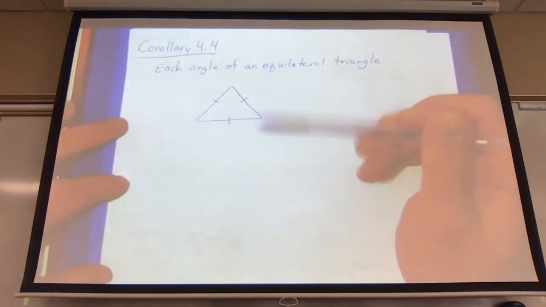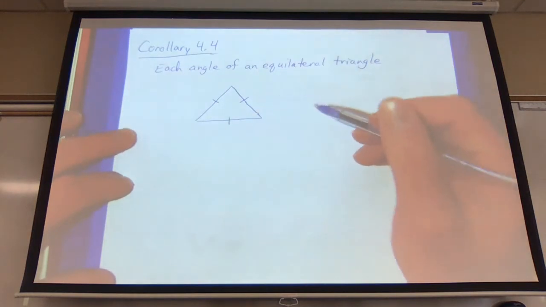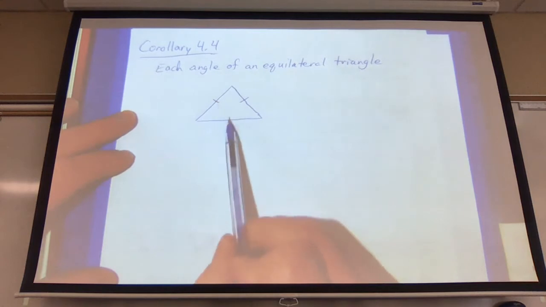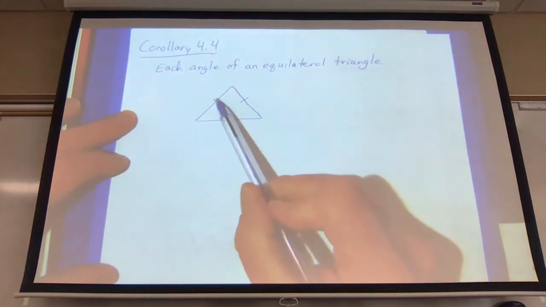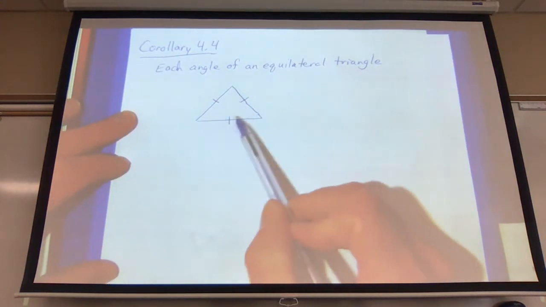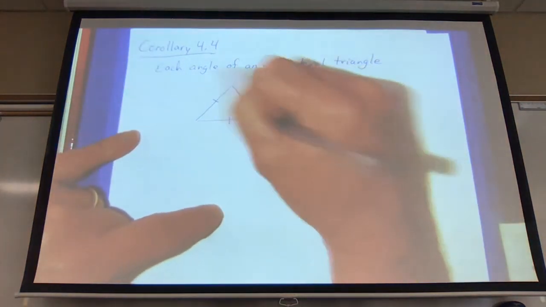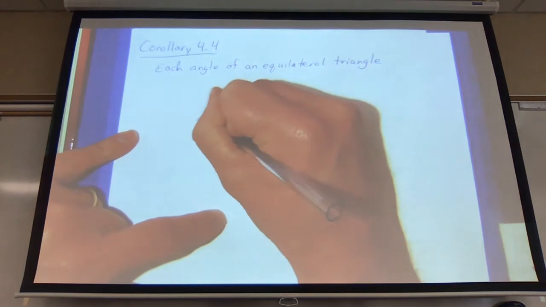And then let's go back to what we did on that last corollary. Last corollary, we said if all three angles are congruent, then all three sides are congruent. Now we have all three sides congruent. If all three sides are congruent, what do you think we could say about all three angles? They're congruent also. So same thing's going to happen here. The angles across are all going to be congruent to each other.